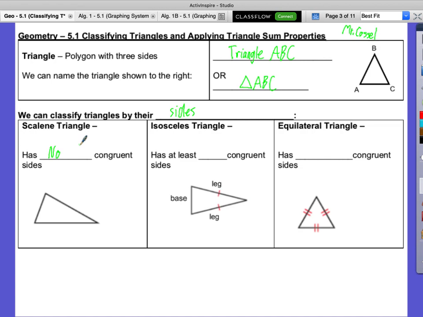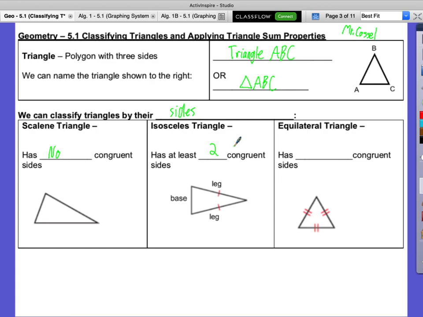An isosceles triangle is a triangle that has at least two congruent sides. And in the isosceles triangle, we give some special names to the sides. We call the congruent sides legs, and we call the non-congruent side the base. Now, it says at least two congruent sides, because technically it can also have three, but most often we think of it as only having two.